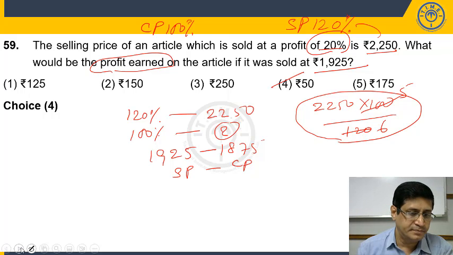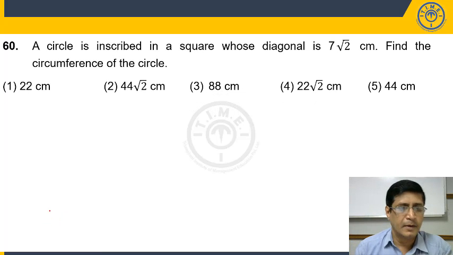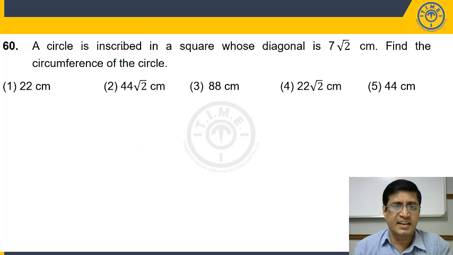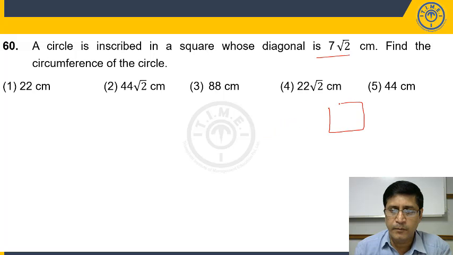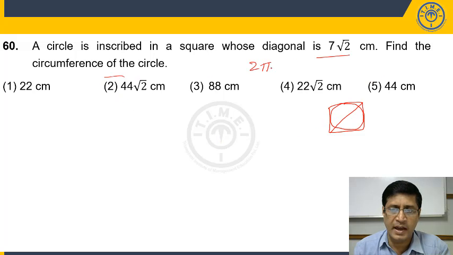The next one. Yes, my dear students, you are supposed to do the calculations. Now, a circle is inscribed in a square whose diagonal is 7√2. A circle is inscribed in the square. The diagonal of the square is 7√2. Now find the circumference of the circle. Circumference means 2 pi r is to be found.